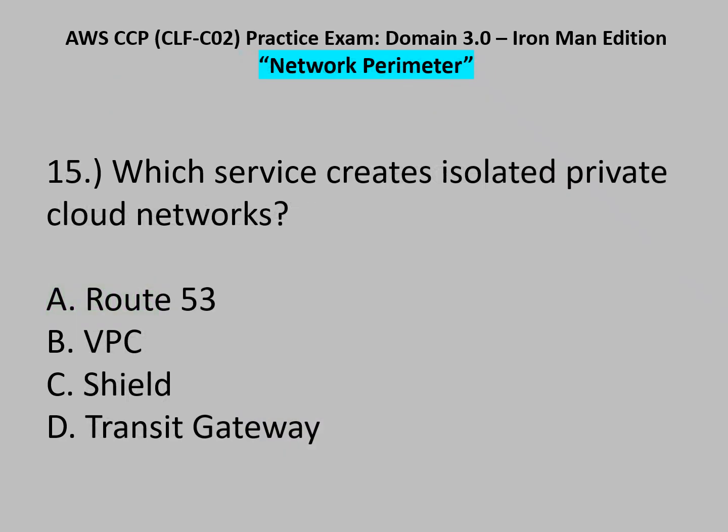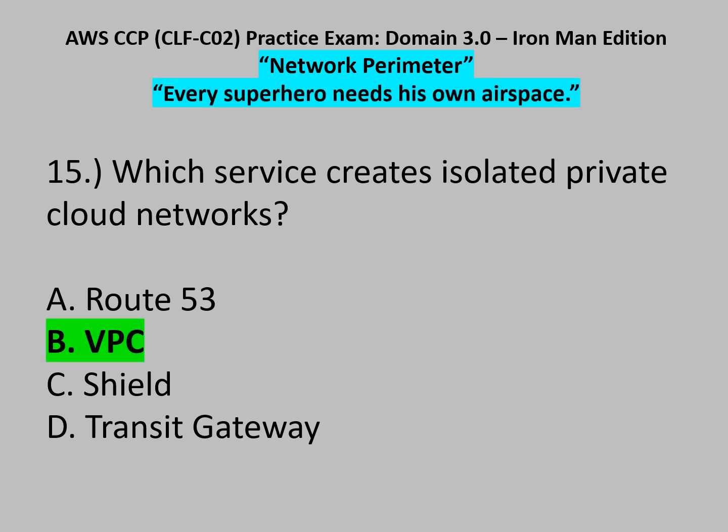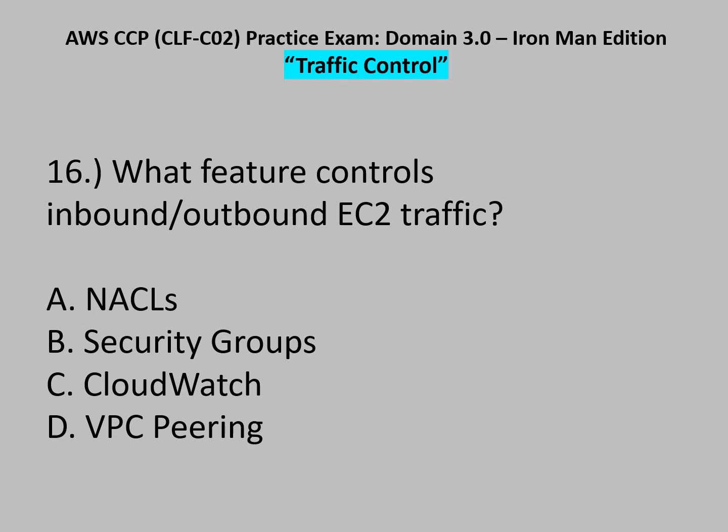Question 15. Which service creates isolated private cloud networks? A. Route 53, B. VPC, C. Shield, D. Transit Gateway. The correct answer is B. VPC. Amazon VPC lets you create logically isolated networks within AWS Cloud for control and security.